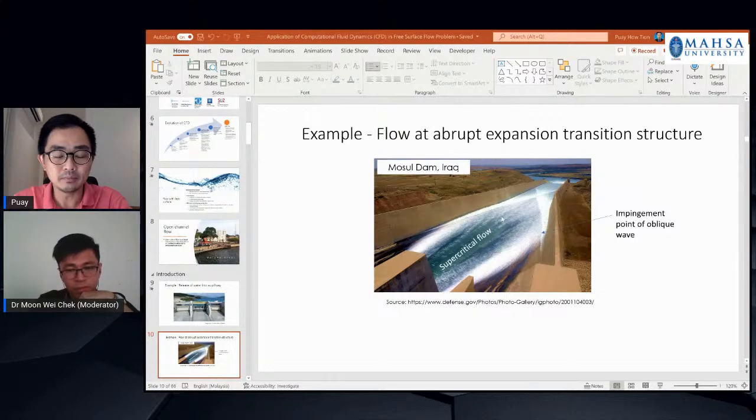This is where CFD plays a role, where you can investigate based on the inflow condition, based on the Froude number of the inflow, you can predict the location of the impingement point. Therefore, you can reinforce your sidewall here.